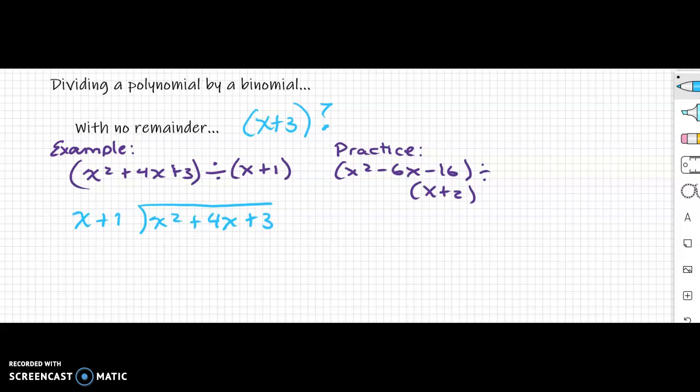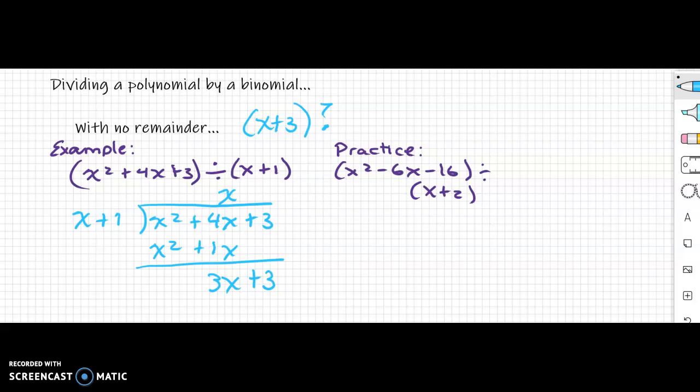Just bear with me until we get through this one. I actually just need to do the work, and I think it will become more clear. I'm going to line it up above the x, not above the x squared. You'll see why in a minute. And then I'm going to multiply. So x times x is x squared. x times 1 is 1x. And then I can subtract. So x squared minus x squared is 0. 4x minus 1x is 3x. And I'm going to carry down.